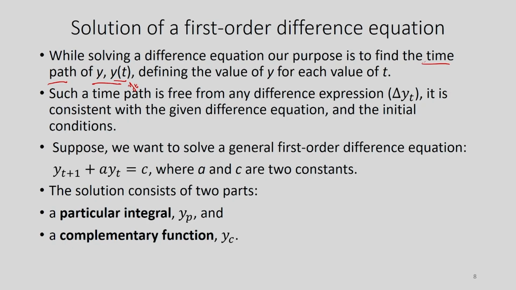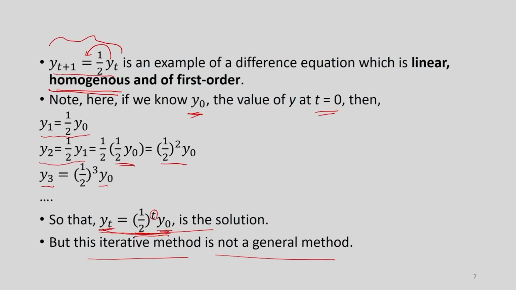Such a time path is free from any difference expression. So, it does not involve this kind of expression delta y t. It is consistent with the given difference equation. So, let us take this example. This solution that we got here is consistent with this given difference equation. Okay, you can just check that. So, suppose I am to find out what is y1, y1 will be half of y0, and that is consistent with this general form, right. Here also y1 will be half of y0.